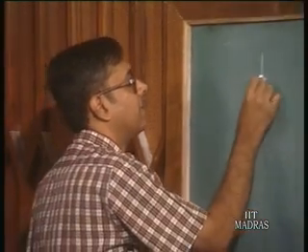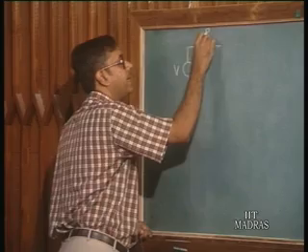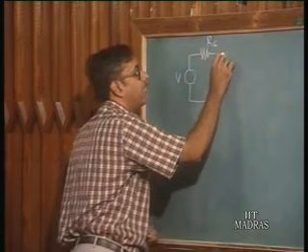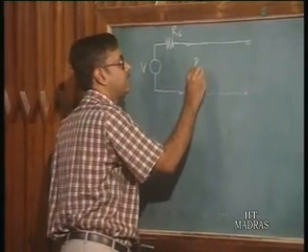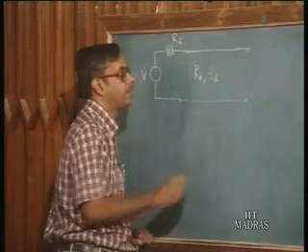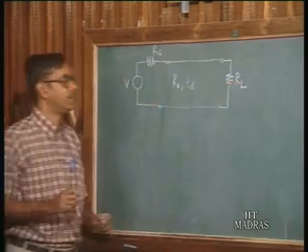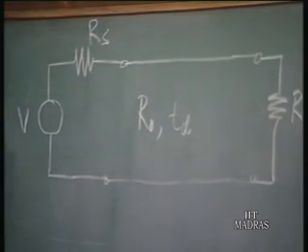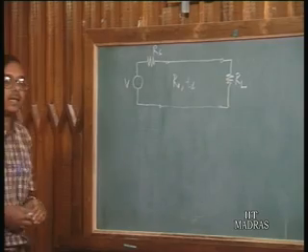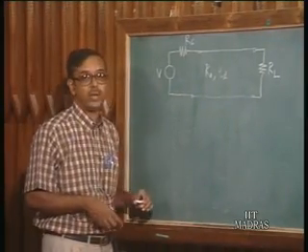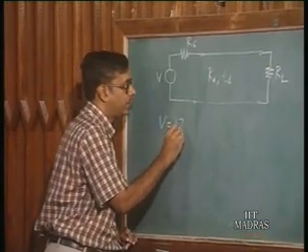Now, let us consider a voltage source V having source resistance Rs, driving a transmission line having a characteristic resistance R naught and a delay Td, with a load resistance of RL. Let us take some values for these quantities on the board and try to see how to analyze the nature of the waveform. Suppose V is a DC voltage of 12 volts.